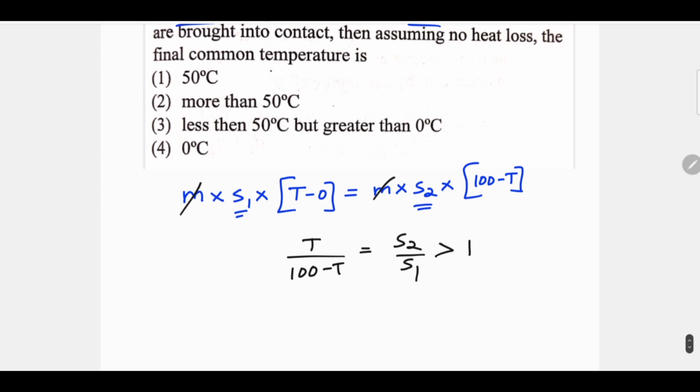So if S2 by S1 is greater than 1, then definitely T will be greater than 50 degrees Celsius. You can check it. Take any value for S2 by S1 greater than 1, say 2 or 3. Then you will get the value of T greater than 50 degrees Celsius. So our correct choice is more than 50 degrees Celsius.